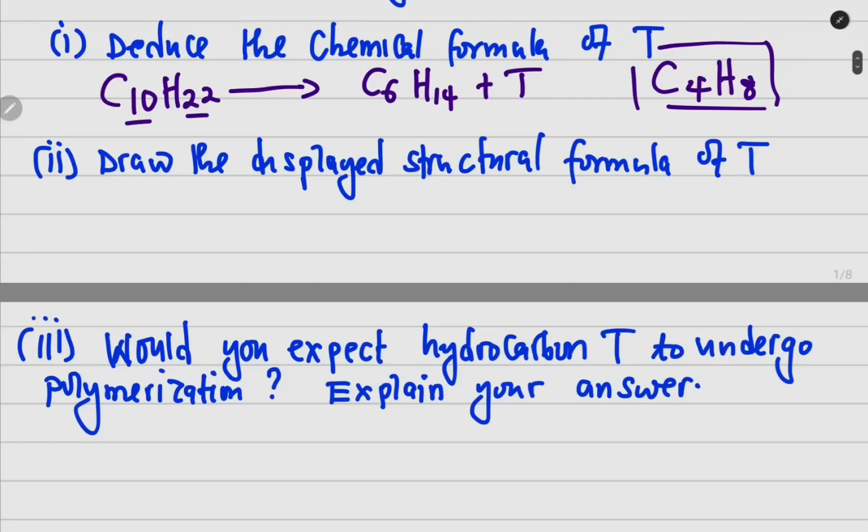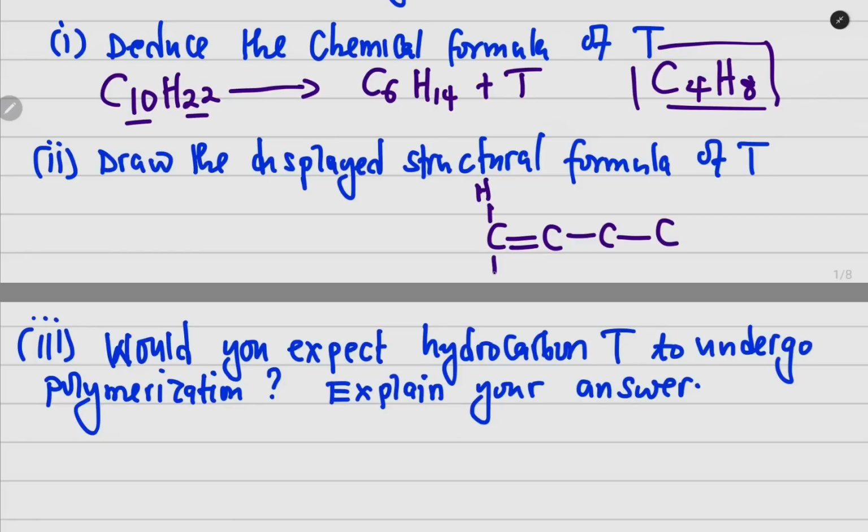Then draw the displayed structural formula of T. So displayed structure, you need to show bonds. So how many carbons are there? 4. So 4 carbons. Now what kind of hydrocarbon is this? So this one happened to be an alkene. So it should be a double bond between 2 carbons. So I'm going to put the double bond there.